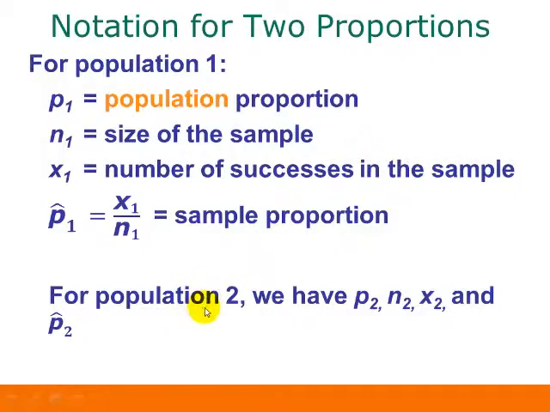And for population 2, we have similar notation when we have subscripts of 2 instead of 1. So we have P sub 2, which is our population proportion, N sub 2 is our sample size, X sub 2 is the number of successes, and P sub 2 hat would be our sample proportion.